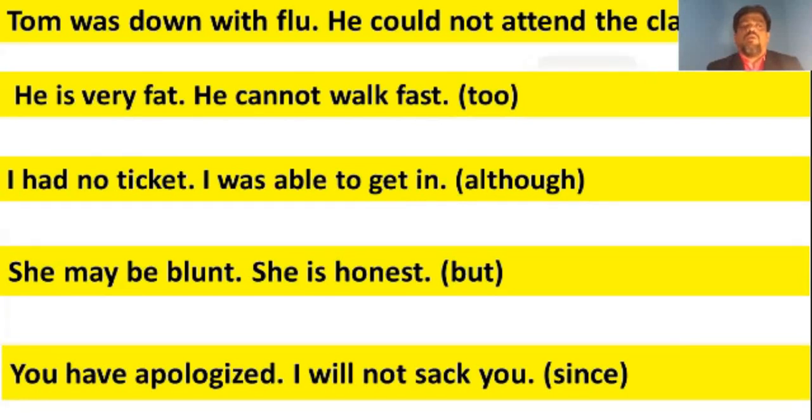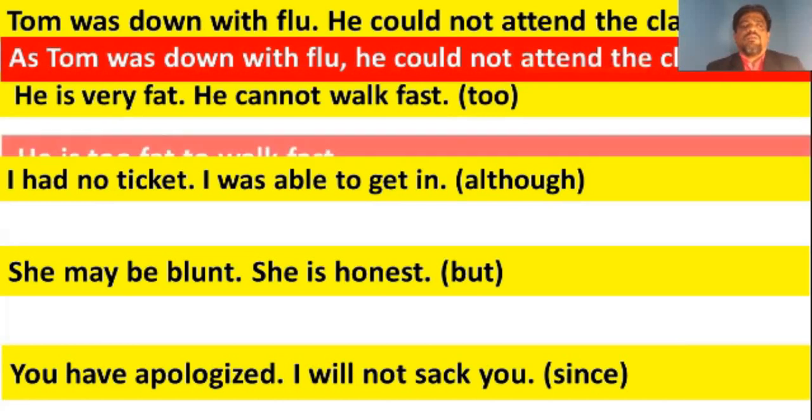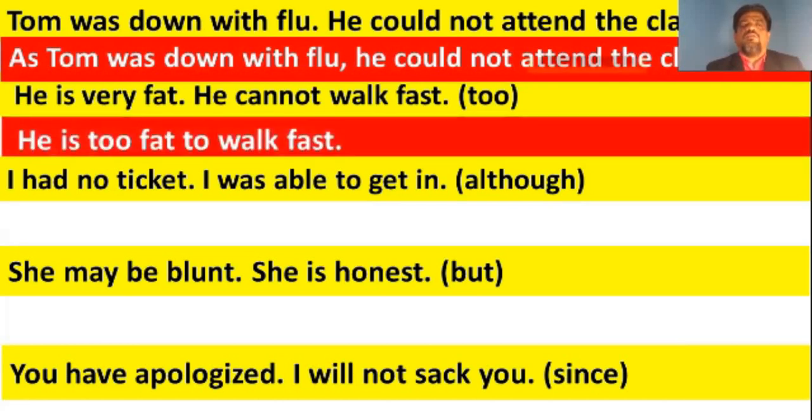The first one: Tom was down with flu, he could not attend the class. How can we make this into a single sentence using the conjunction as? Here comes the answer. As Tom was down with flu, he could not attend the class. Single sentence. Don't put a full stop in the middle. Never put a full stop in the middle when you join sentences using a conjunction. If it is needed, you could put a comma in between, but never put a full stop in the middle.